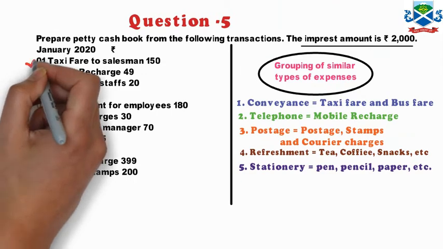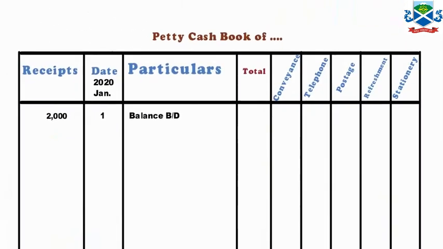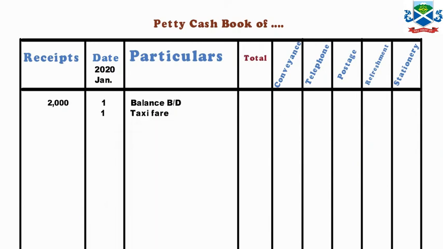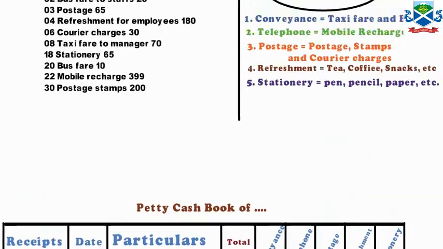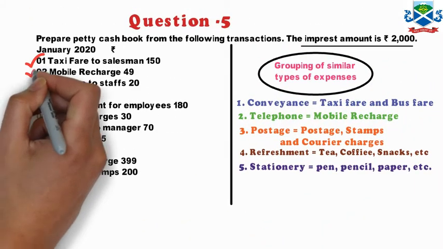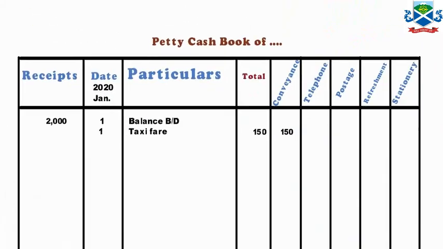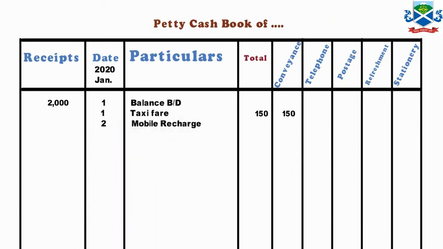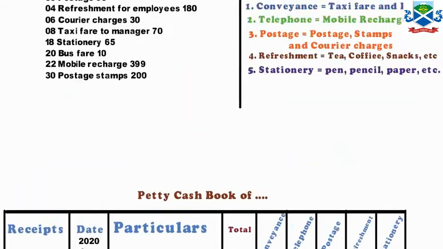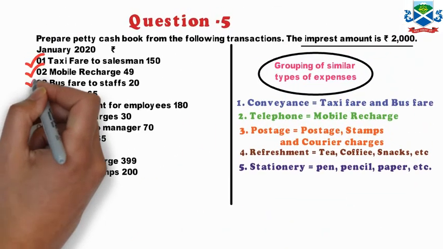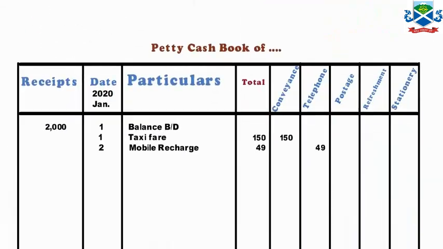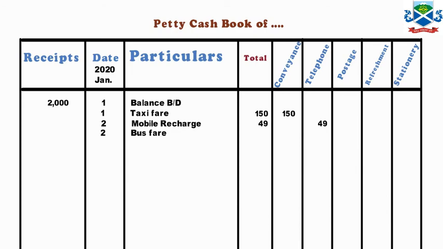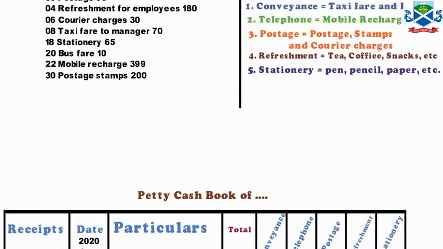Taxi fare to salesman 150, so we'll simply write the expense name, taxi fare, not 'to' or 'by'. We write in the total column once and in the respective column once. Next is mobile recharge: first we write it in the total column, then it goes to the telephone column. Next, bus fare to staff 20 rupees: we write 20 in the total column once, and 20 in the conveyance column.